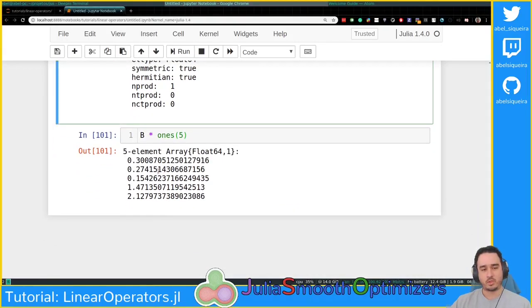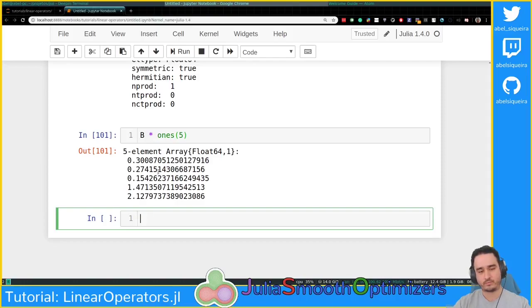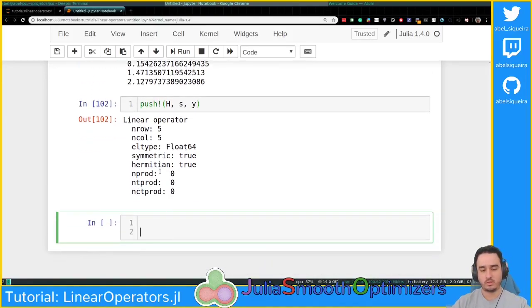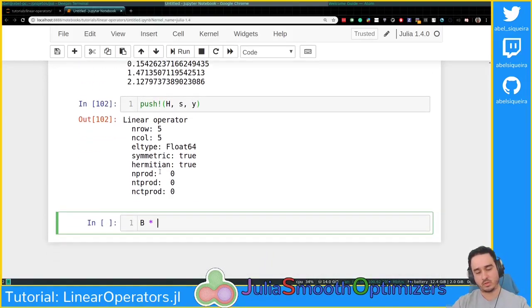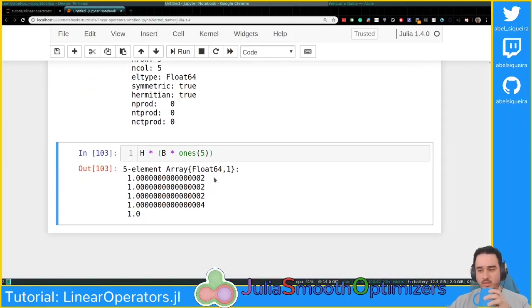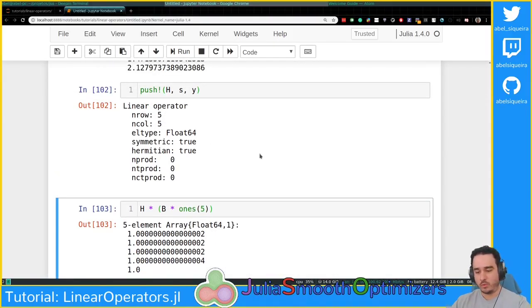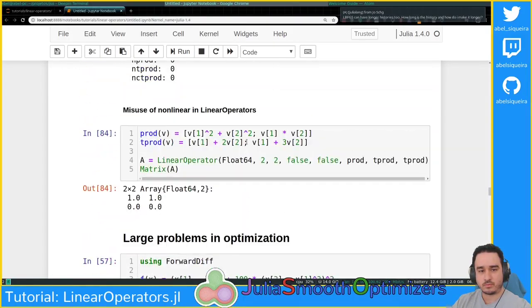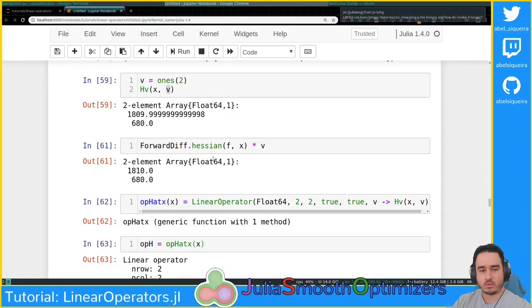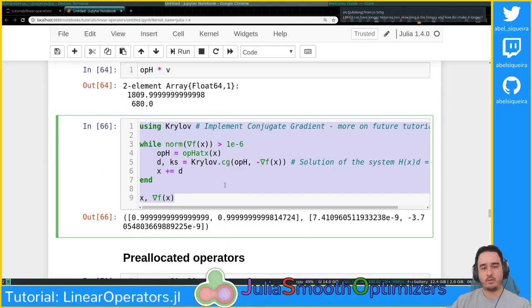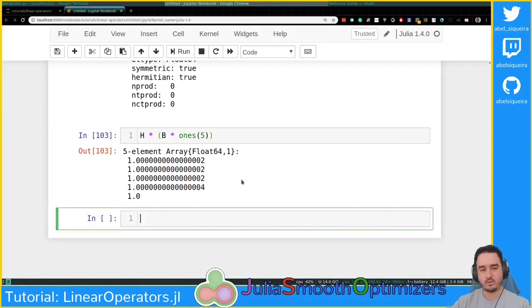Okay, so as I said, these guys are inverse of one another. B times ones, H times ones, works as expected. Okay, and of course, as I did with the previous method, I can do with a BFGS.